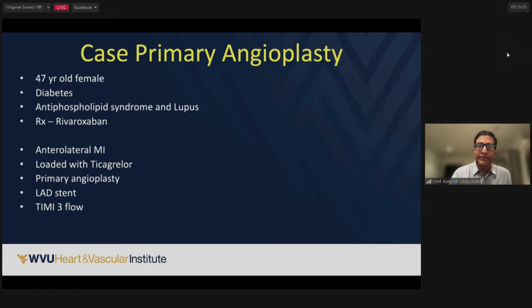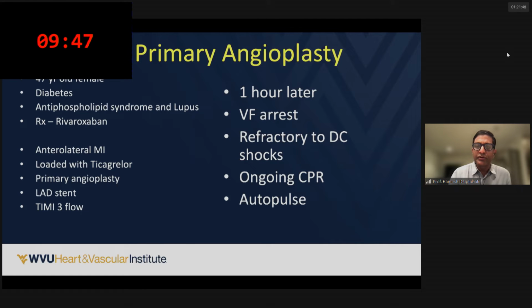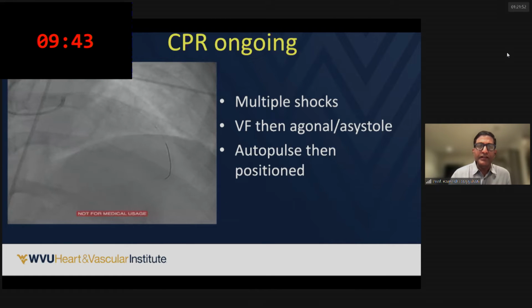He was transferred for heart transplant, and at the transplant center he was re-evaluated and made comfort care, and he died 3 days after cardiac arrest. So this is another patient, a 47-year-old woman with diabetes and antiphospholipid antibody syndrome on rivaroxaban, who came in with an anterolateral MI, was loaded with ticagrelor, and underwent primary angioplasty with an LAD stent, and TIMI 3 flow was established. However, 1 hour later, she had a VFib arrest, refractory to DC shocks, and ongoing CPR with Lucas, the AutoPulse, was initiated and she was brought back to the cath lab.